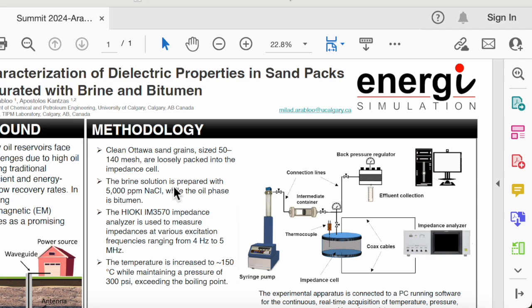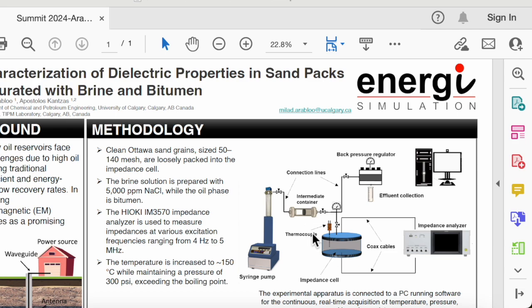In this study, clean Ottawa sand grains are loosely packed into an impedance cell. A vacuum pump is connected to the cell to evacuate all air from the sample chamber and connection lines. Following this, the saturating fluid, either oil or brine, is imbibed into the cell.